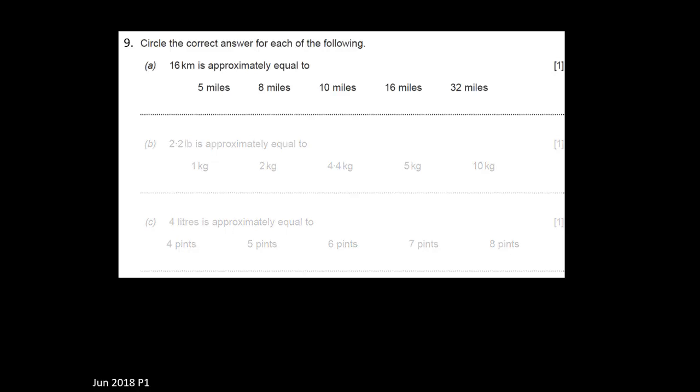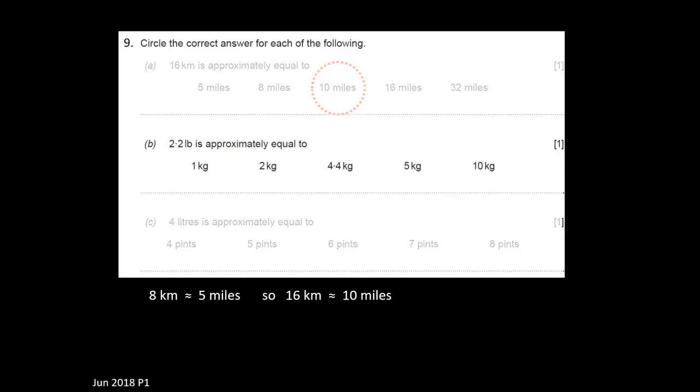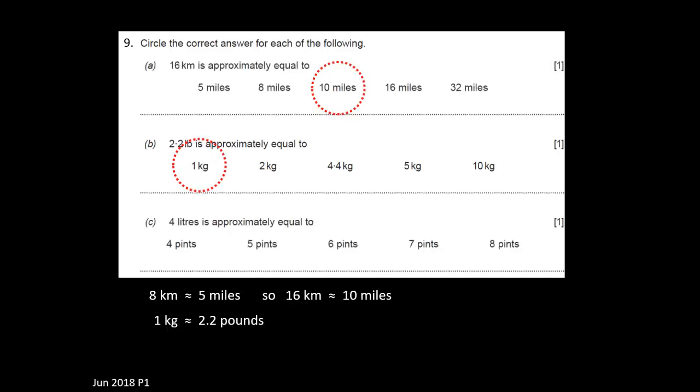Okay, how'd you get on? Let's have a look then. Let's have a look at A first. 16 kilometres is approximately equal to one of those. Okay, so let's have a look. What do we know? Well, we know 8 kilometres is approximately equal to 5 miles. Well, if we double everything, that means 16 kilometres is approximately 10 miles. So there we go. We'll circle that one. Let's have a look at B. 2.2 pounds is approximately equal to which of those? What's the conversion we memorise? And that's 1 kilogram, 2.2 pounds roughly. Oh, there it is. 2.2 pounds is approximately. That's a nice easy one, isn't it?